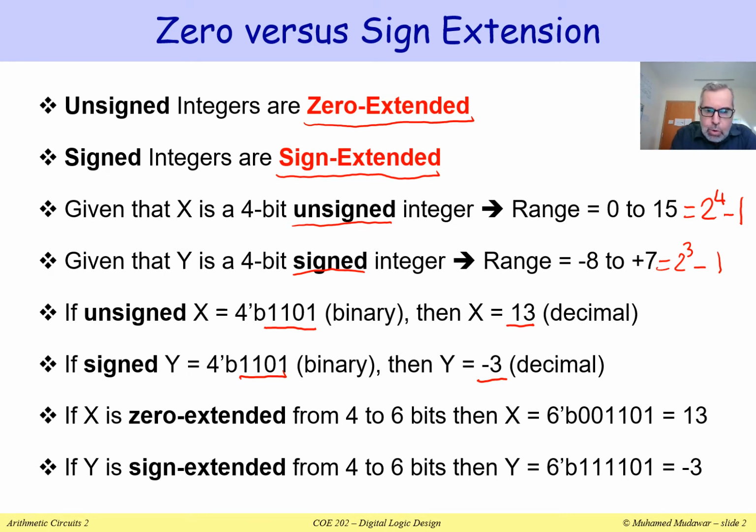Notice that the most significant bit here has the weight of -8. So this is the sign bit that has -8, -8 plus 5. It's difficult to write here on the screen. -8 plus 5 is equal to -3. So for this reason, the decimal value is -3. Whereas if it is unsigned, it will be 8 plus 5. It will be equal to 13.